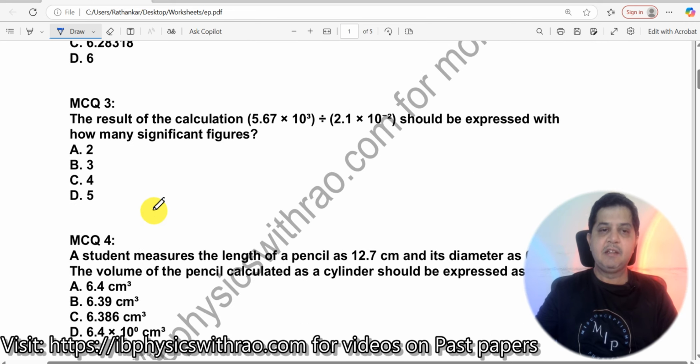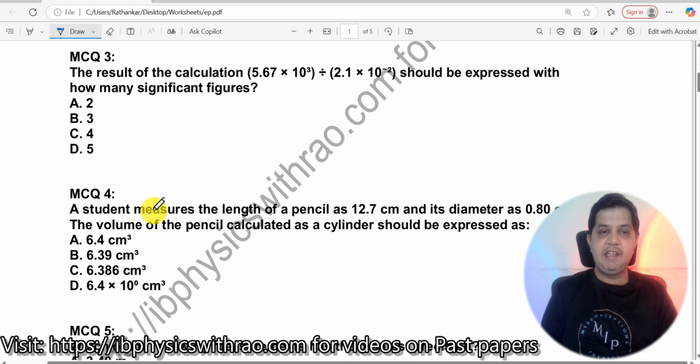Then, question number 3. The result of the calculation 5.67 times 10^3 divided by 2.1 times 10^-2 should be expressed with how many significant figures? Now, as I told you already, whether I do a calculation of A cross B, A plus B or A minus B, whichever has the least significant figures, take up only that one. So this has 3 SF and this has 2 SF. So your answer should now be equal to 2 SF only.